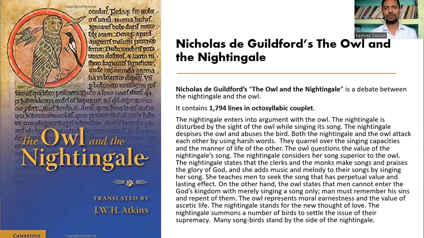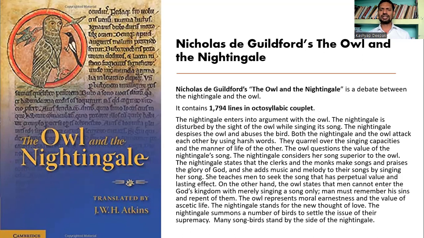And sometimes you are not a good singer, or you are not a singer. So the owl questions the value of the nightingale's song. Nightingale considers her song superior to the owl's song. The nightingale states that the clerks and the monks make songs and praise the glory of God, and add music to the melody of their song by singing. It simply means that when people are singing a song in praise of God, my sound can be used as music, and in this way we are connected more to God.